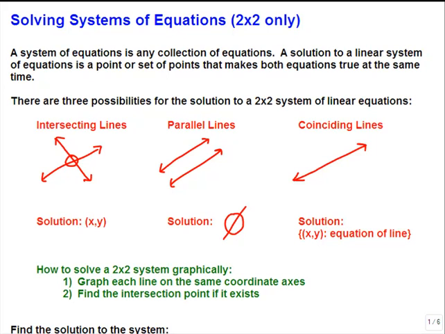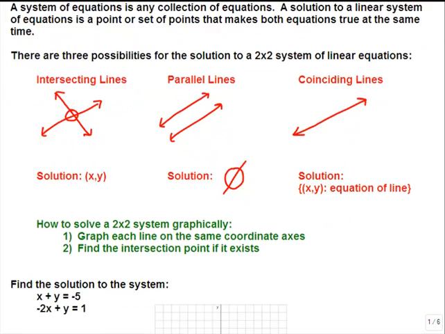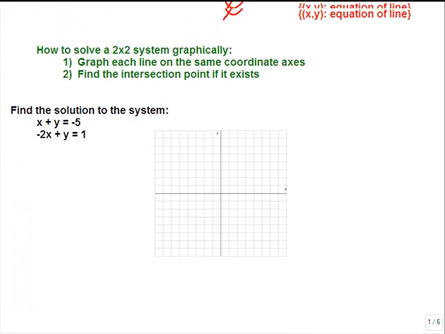Now there's many different ways you can solve a system of equations. The first method that we're going to learn is a graphical method. So how you solve a system graphically is to just graph both lines on the same grid and see where they intersect. So let's try that with this first example.